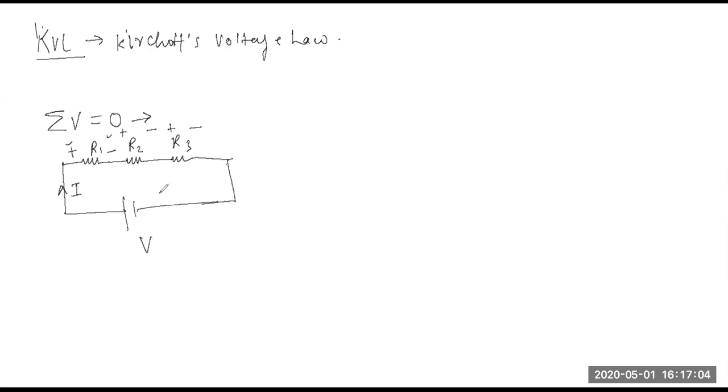Now, if you go around the closed loop, you have 4 elements, 1 battery and 3 resistances. So let's say I'm going this way. Now, if I'm going this way, I'll have minus here and plus here. So I'm going from minus to plus, and that will count as an increase in energy, so an increase in potential. Now you have reached R1. In case of R1, you're going from plus to minus, so there will be a decrease in energy.